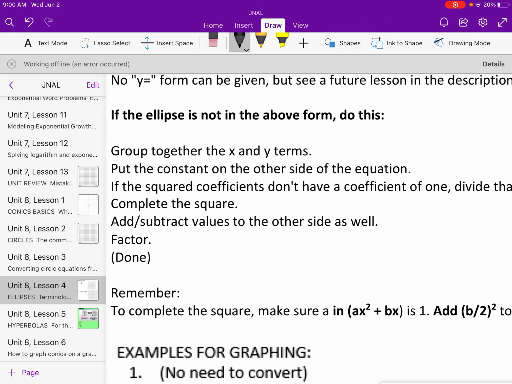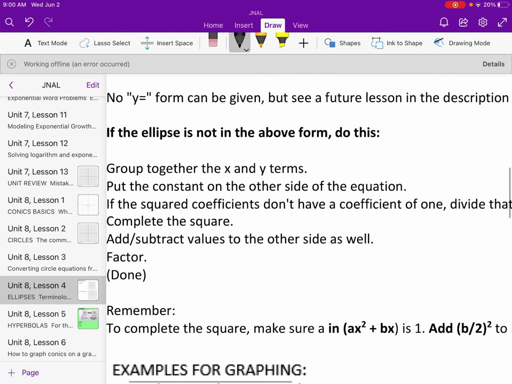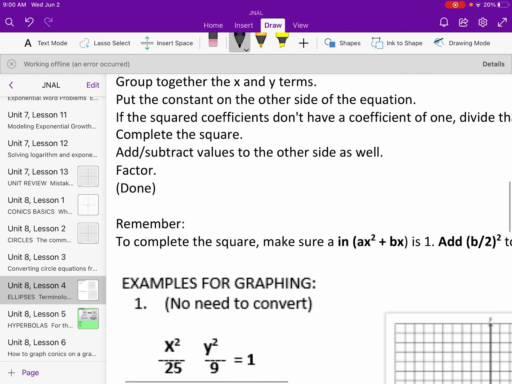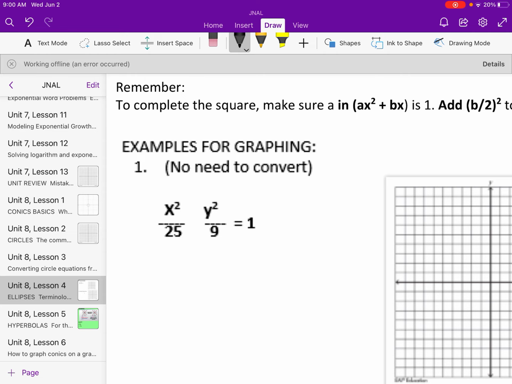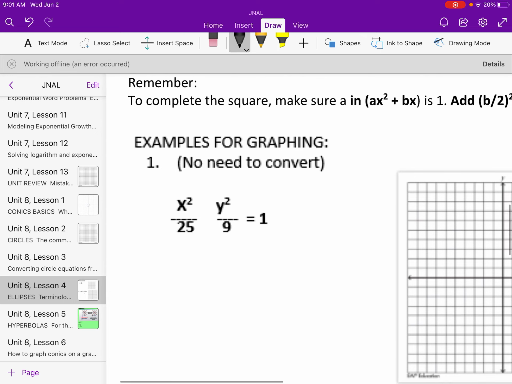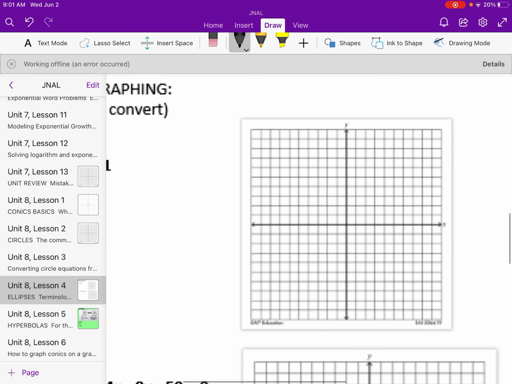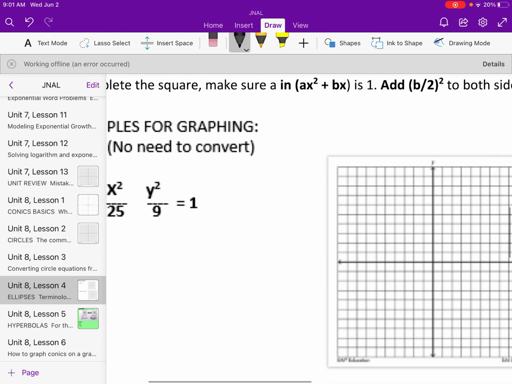And if the ellipse is not in the above form, just like in the last lesson where we learned how to convert from the standard form, you need to do the same thing that we did in the last one. So see the last lesson if you want to remember that. To complete the square, in the last lesson, you need to make sure that a, in that case, would be 1, and then you add that to both sides.